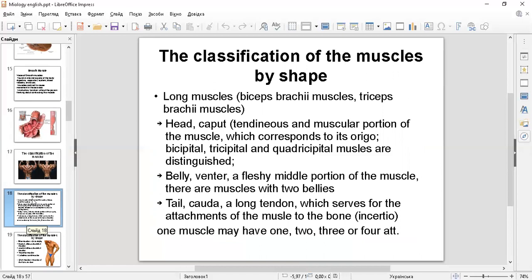Head, caput: the tendinous or muscle portion of the muscle, which corresponds to its origin. Bicipital, tricipital, or quadricipital muscles are distinguished.